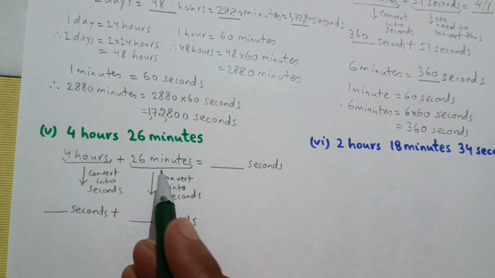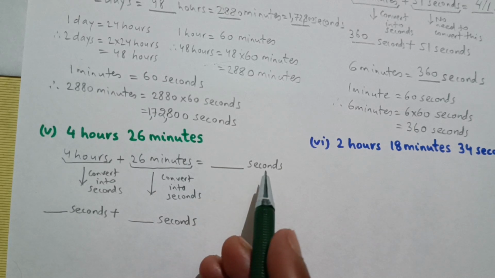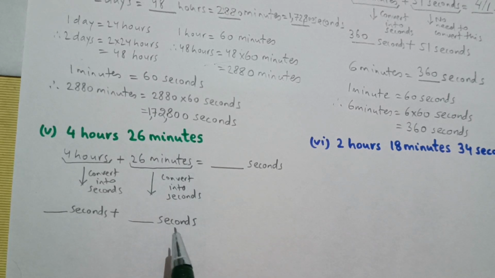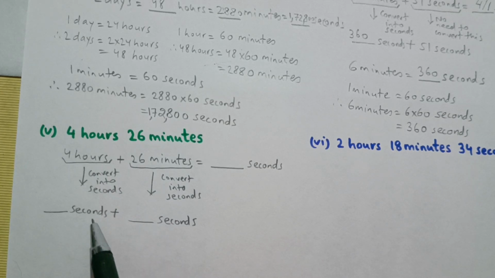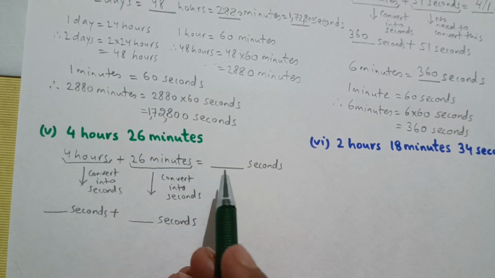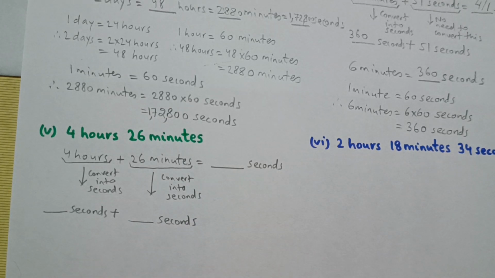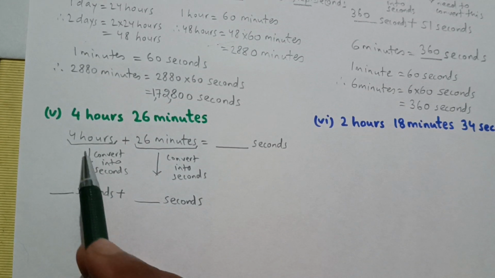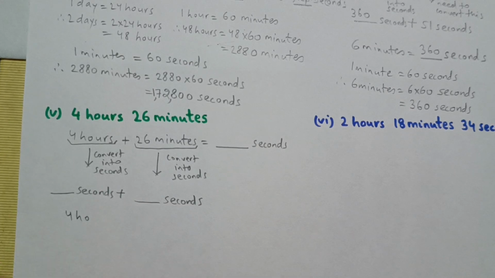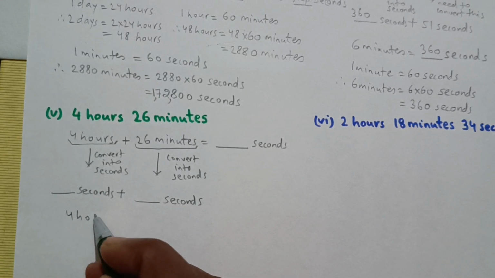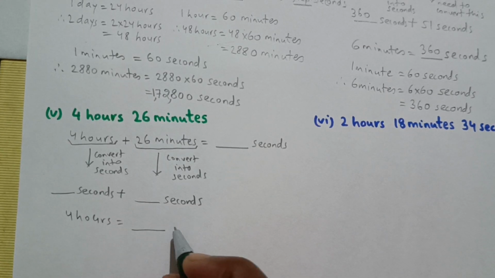So 4 hours plus 26 minutes is equal to how many seconds? Here 26 minutes has to be converted into seconds, and 4 hours has also to be converted into seconds. Once both of them have been converted into seconds, we have to add these two values to get our total number of seconds. So let us do it. First let us convert 4 hours into seconds.